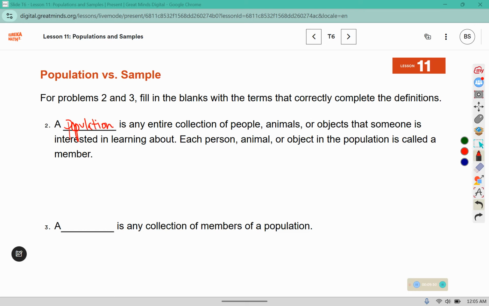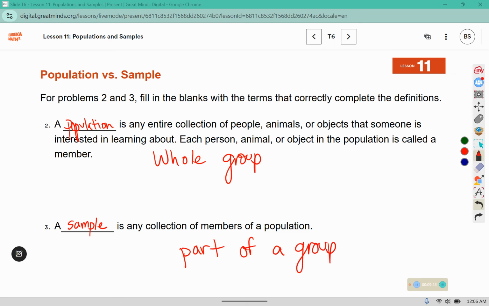A blank is a collection of members of a population. That is a sample. So this would be the whole group scenario, and this would be when you look at just the part of a group. A sample out of the population or the entire population.